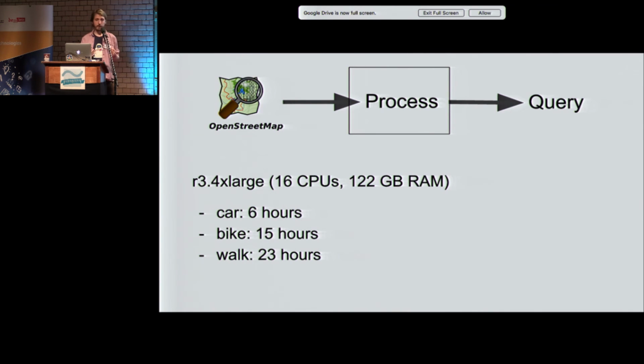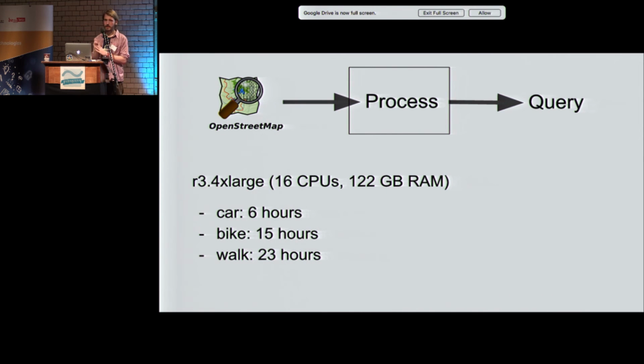So the next thing is we have to process the OSM data. OSM is, I think, currently 280 gigabytes for the planet uncompressed as XML, and 30 gigabytes as a protobuf. So we take that and load it into a big instance. We use 16 CPUs and 122 gigabytes of RAM. We run on Amazon Web Services, which gives us these instance types.